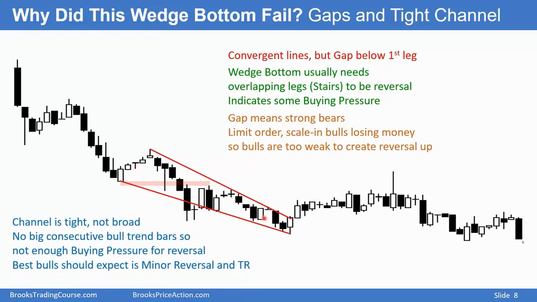The channel is very tight, it's not broad, no consecutive big bull trend bars, not enough buying pressure for a reversal, and therefore a reversal up is probably going to lead to either a bear flag and another leg down or a trading range. And here it did both, tight trading range and a new low.